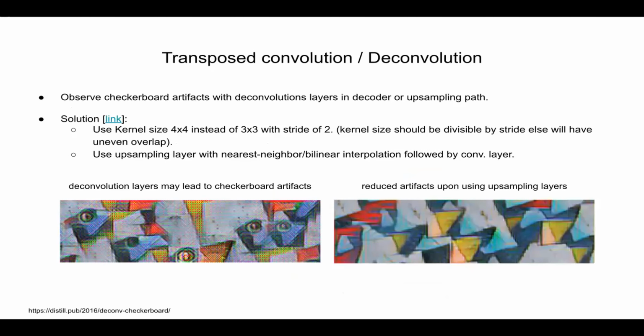Another important block in this expanding path, or the decoder, as you can call it, is the checkerboard artifacts, which you observe when you use deconvolutions. As you can see in these images on the left-hand side, deconvolution layers create these checkerboard artifacts, and you can reduce them using two options. One is using upsampling layers, or you could use a kernel size which is divisible by the stride of the kernel.